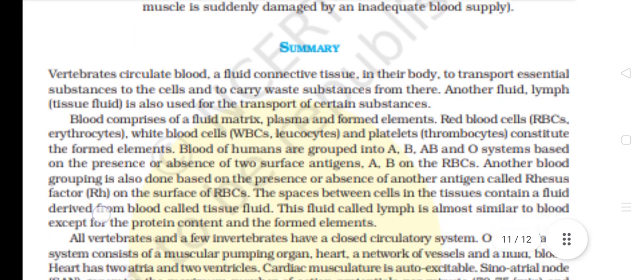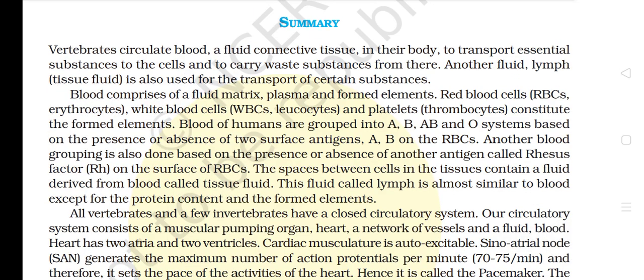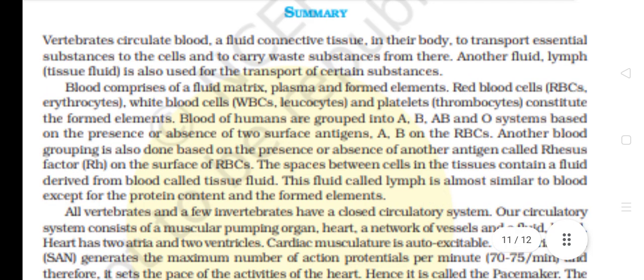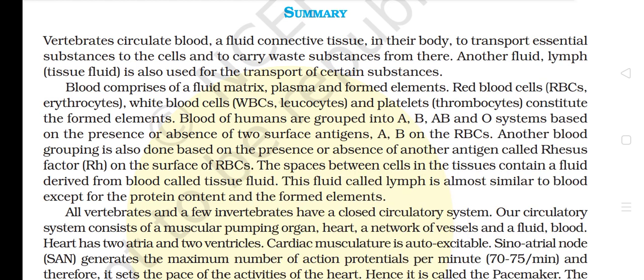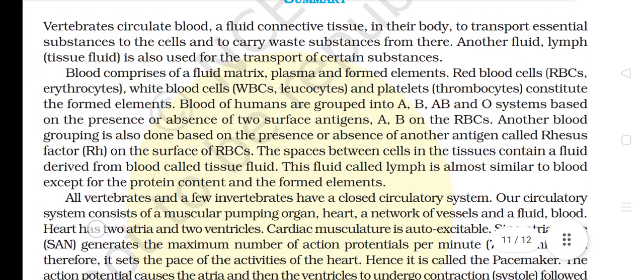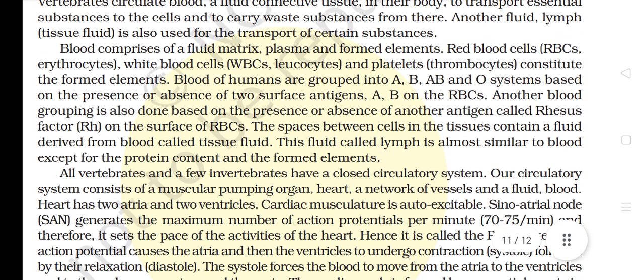Vertebrates circulate blood, a fluid connective tissue, in their body to transport essential substances to the cells and to carry waste substances from there. Another fluid, lymph, tissue fluid, is also used for the transport of certain substances. Blood comprises a fluid matrix, plasma, and formed elements. Red blood cells, RBCs, erythrocytes, white blood cells, WBCs, leukocytes, and platelets, thrombocytes, constitute the formed elements.